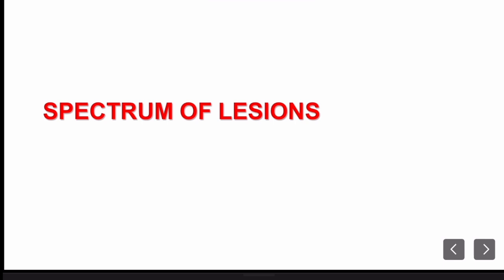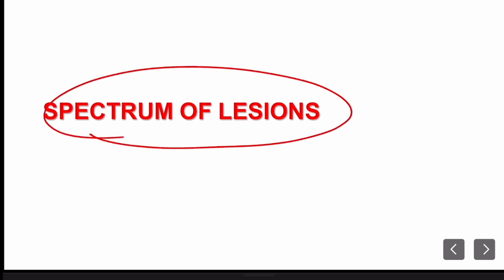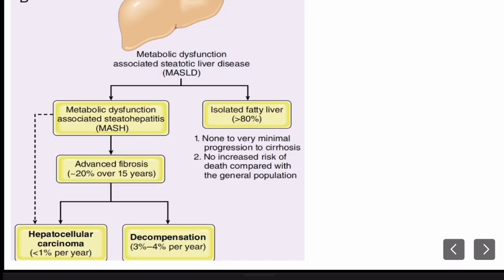Now, next we move on to the spectrum of lesions that can be seen in a patient with MASLD. So, there's a picture taken from the Robbins 11th edition. So, if there is MASLD, it can progress to metabolic dysfunction associated steatohepatitis, which is a more progressive form of MASLD if the precautions and treatment are not taken. This MASH is clinically significant because it can later on progress to fibrosis, and with fibrosis there is again a risk of development of cirrhosis, and liver decompensation can occur, and also it can lead to hepatocellular carcinoma. So that is why diagnosis of MASH is very important.